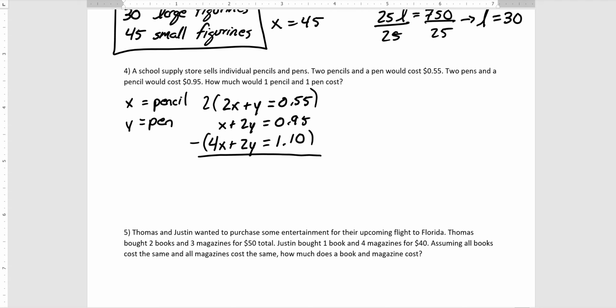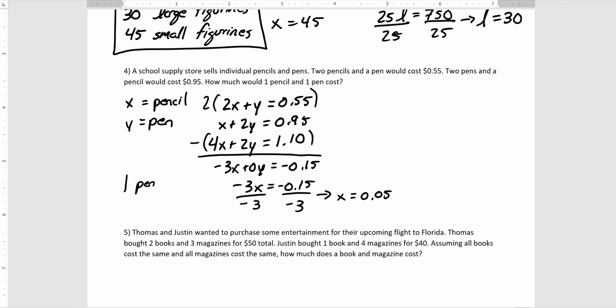So x minus 4x is negative 3x, plus 0y equals negative 0.15. So negative 3x equals negative 0.15, divided by negative 3, divided by negative 3. And I find that x equals 0.05. So that tells me one pencil is 5 cents.